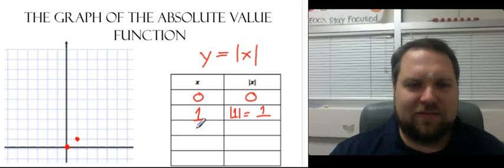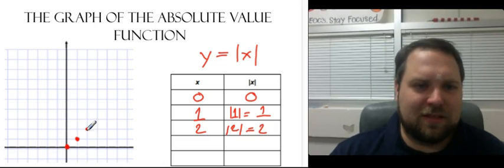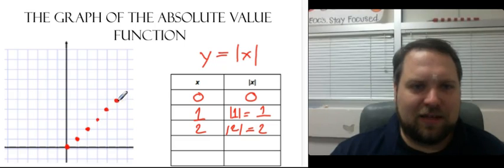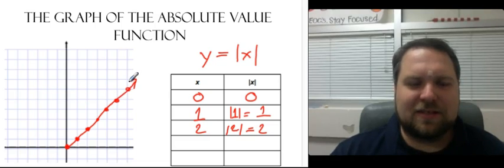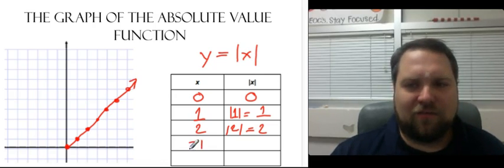And I can do the same thing for 2. I take the absolute value of 2, and it is 2. And so this will just continue on and on if I keep going with bigger and bigger numbers. And it just ends up being a straight line. And so that's nothing really fancy or exciting. But watch what happens when I start using negative x values.